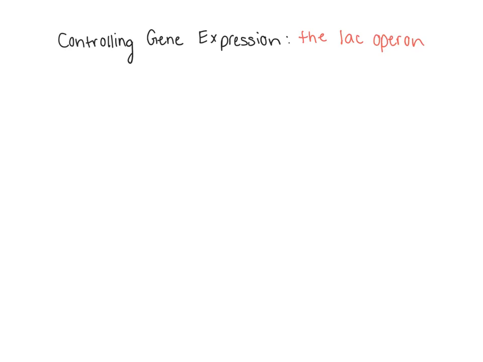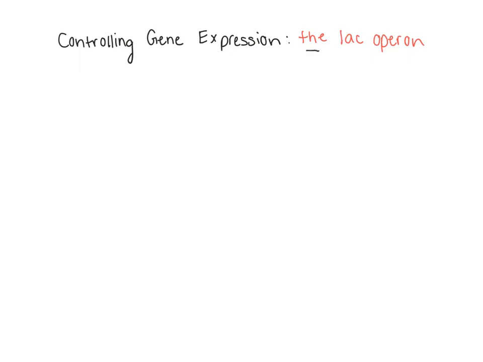Hey everyone, today we are going to learn about controlling gene expression. We've already looked at transcription, translation, and DNA replication, but now we're going to look at when these processes are turned on and when they're turned off. And in particular, we're going to look at an example called the Lac Operon.